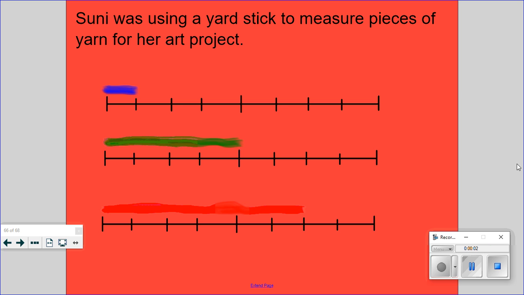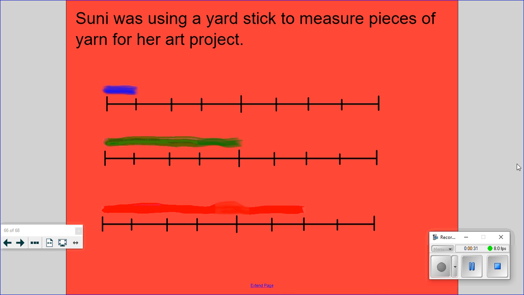Today is that Suni is using a yardstick to measure pieces of yarn for her art project. She had 3 different colors of yarn. She had a blue color, which I put up there. She measured a green color of yarn, and then she measured a red one. That red is a little hard to see on that background. It's a lot easier to see on the task that I'm handing out.